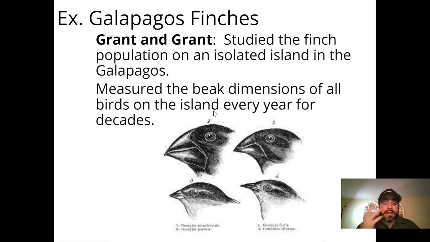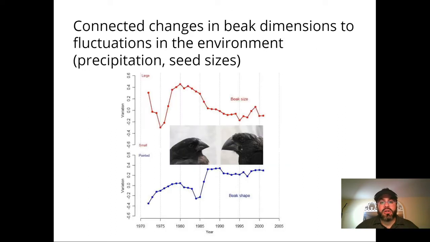So one of the great examples here is the work that was done by Grant and Grant, who studied finches for many, many years. And what they did is they discovered that the beak size changed depending on the drought conditions, how much water was available on that island. And so the environment changed, and as a result of that, some particular type of beaks were more prominent. There were more of them than others, and it would change. So that's what evolution is: a change in genetic frequency in a population over time.